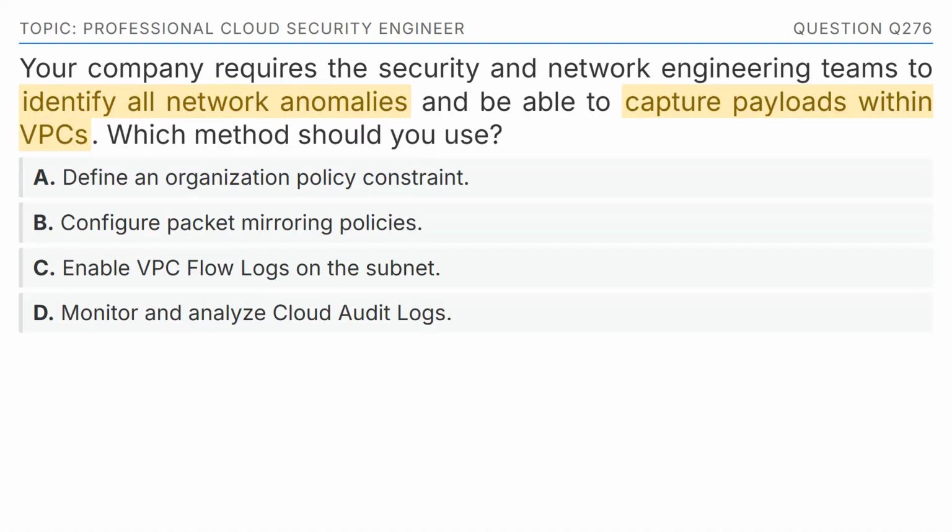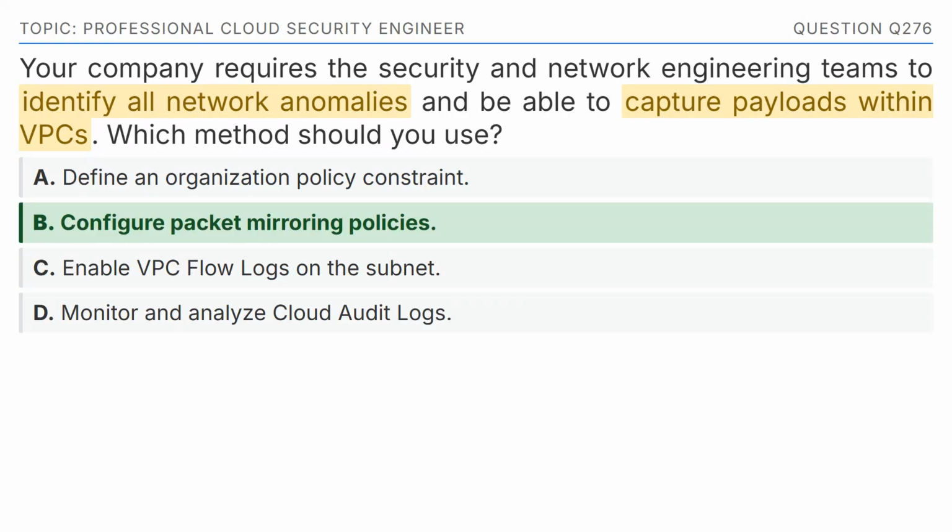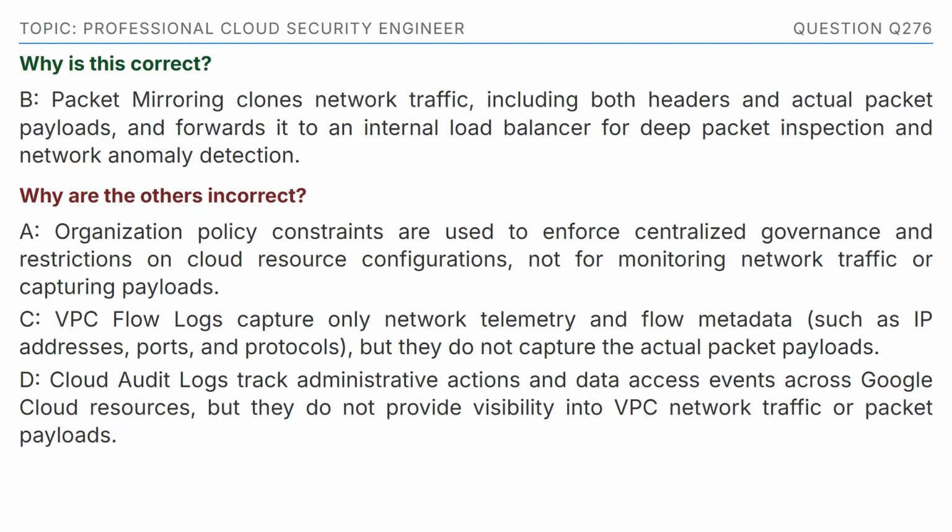To arrive at the correct answer, we focus on the keywords: identify all network anomalies, capture payloads within VPCs. The correct answer is option B, configure packet mirroring policies. Why is this correct? B.